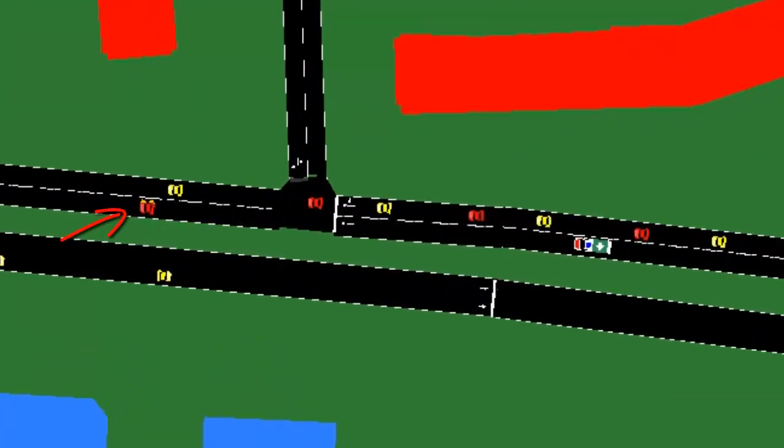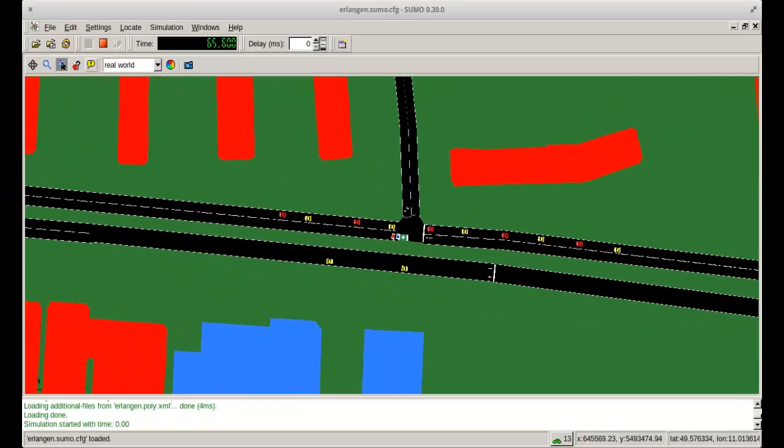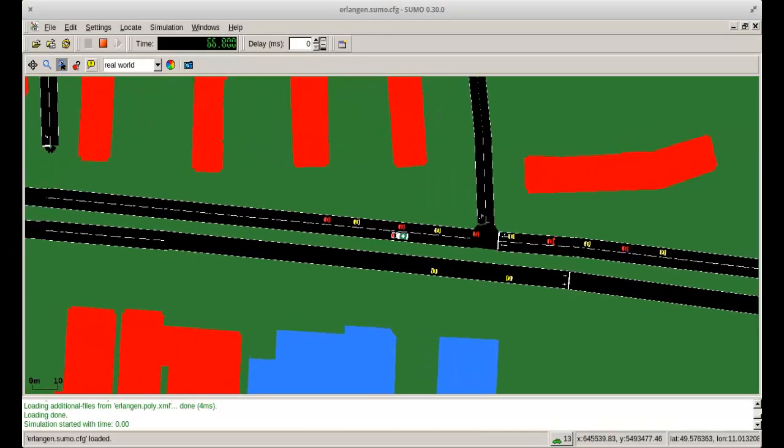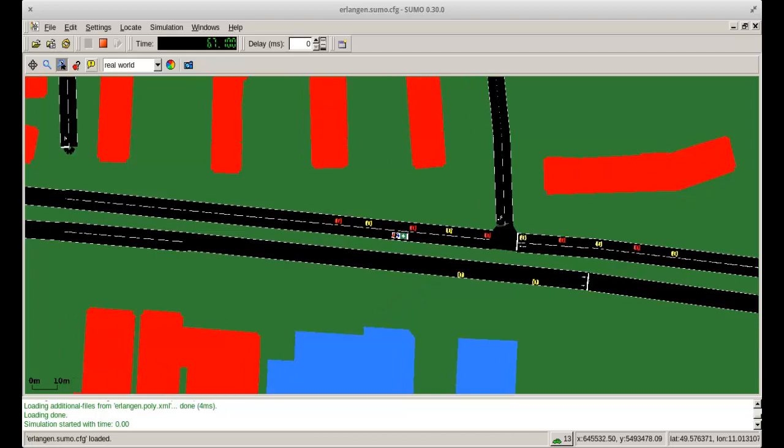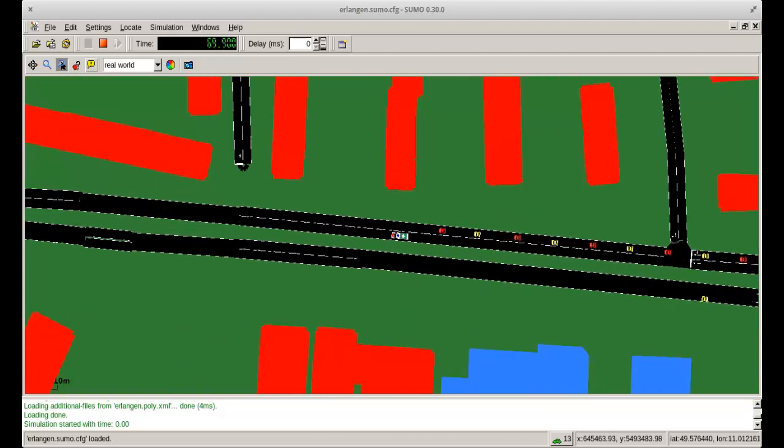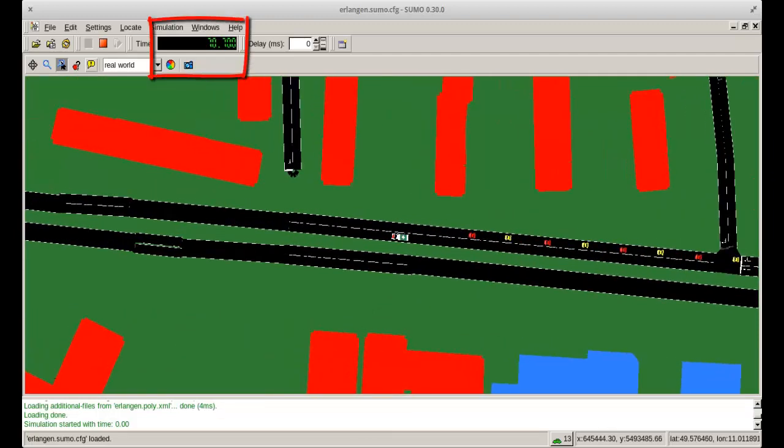Notice how this vehicle changes its lane. As we can see, once the ambulance passes, vehicles return to their normal driving pattern. Also, the cars traveling on the other side of the road are not affected. This is the time passed since the simulation started.